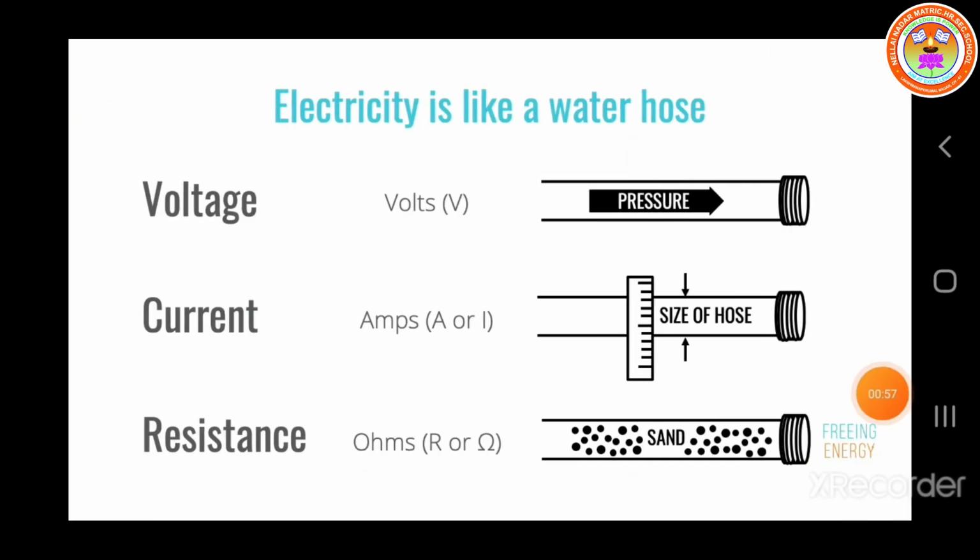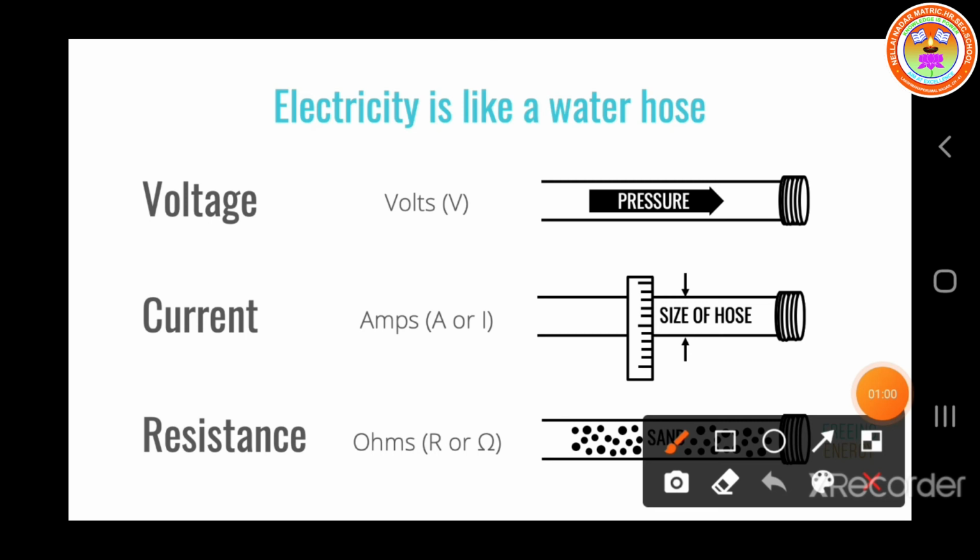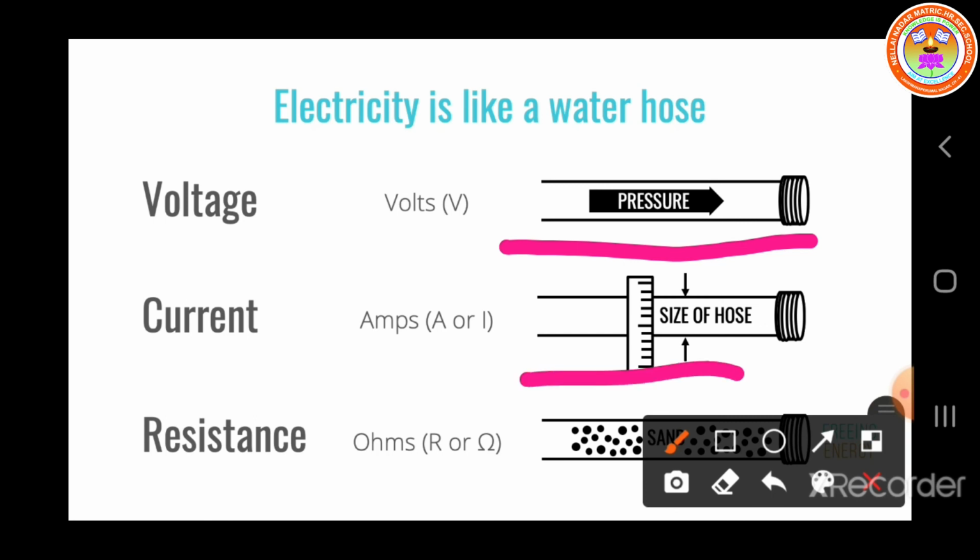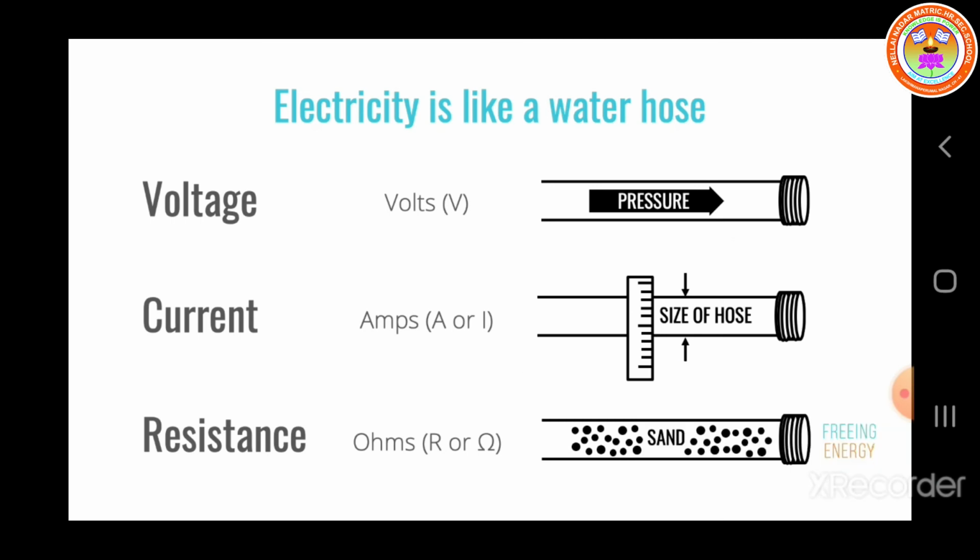Again I am telling you, voltage we compare with the high and low pressure pump. Current flow we compare with the size of the hose, meaning the pipe. Resistance is nothing but the sand accommodated in the water pipe. Electric current is the flow of electrons through a conductor like a copper wire. We can't see electrons, however, we can imagine the flow of electric current in a wire like the flow of water in a pipe. Let us see the analogy of flow of electric current with water flow.